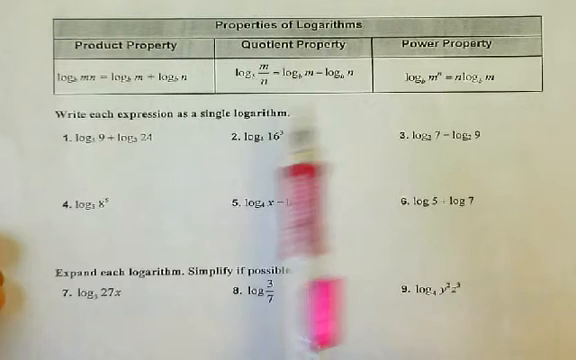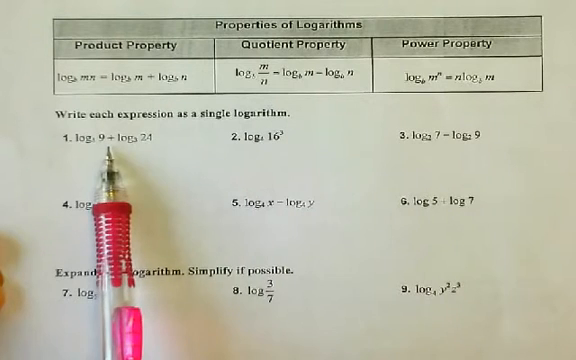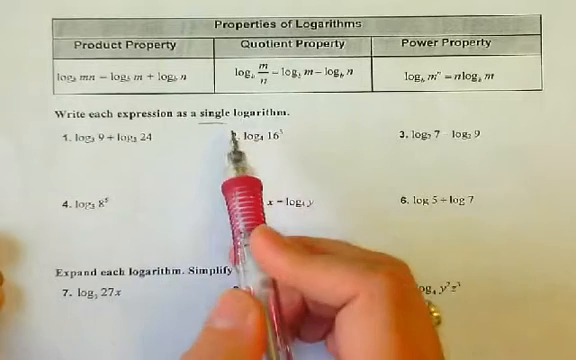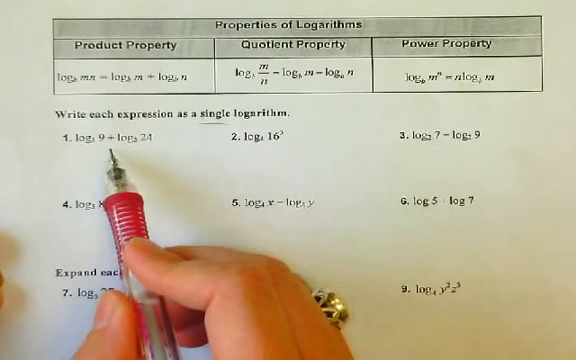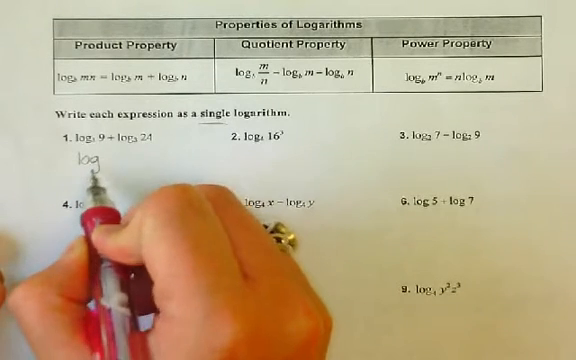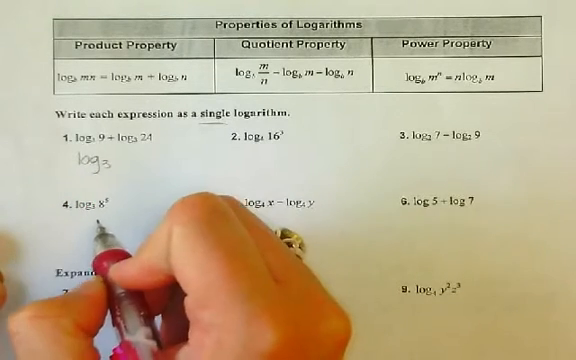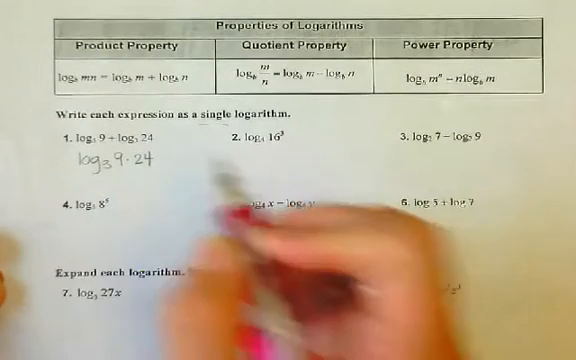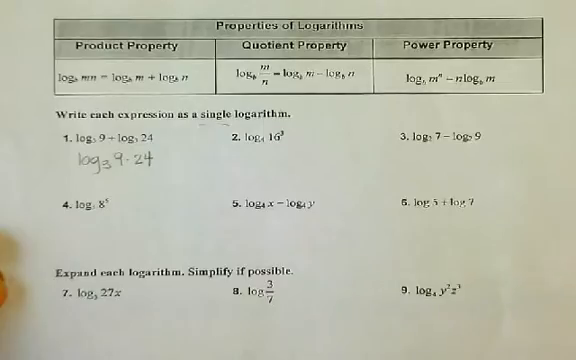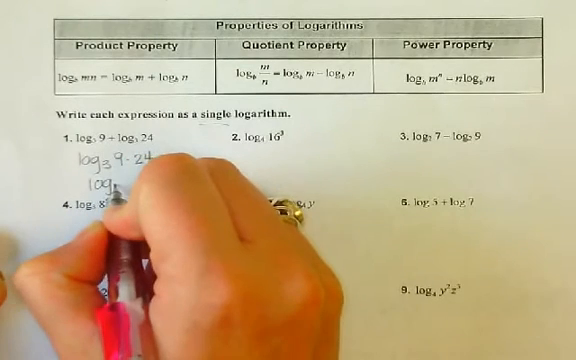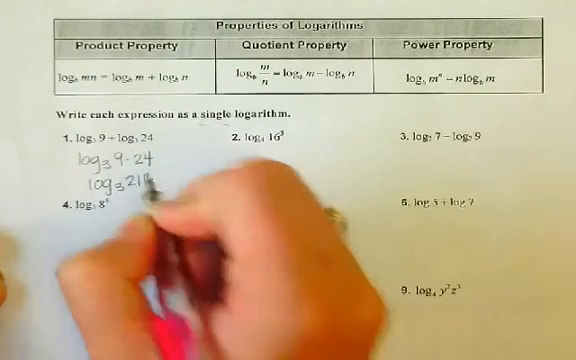So for problem 1, we have addition, and our directions say that we need to write it as a single logarithm. So the first problem is written as addition, so that now gets written as multiplication. My bases are the same, and it's going to stay a log base 3. Now I'm going to multiply 9 and 24 together. On my calculator, all I need to multiply is 9 times 24, which gives me a solution of 216. So log base 3 of 216 is my solution.